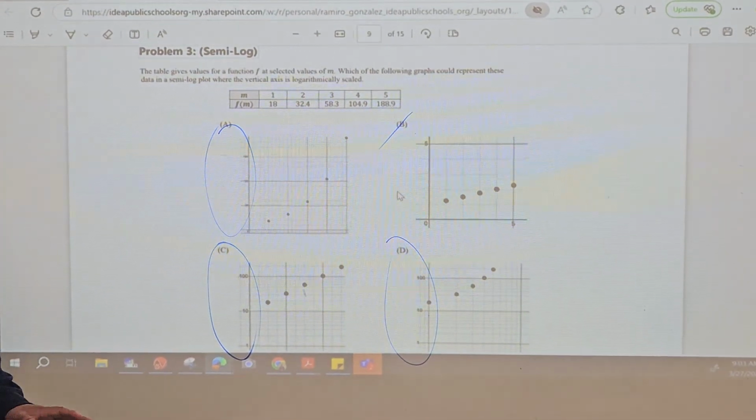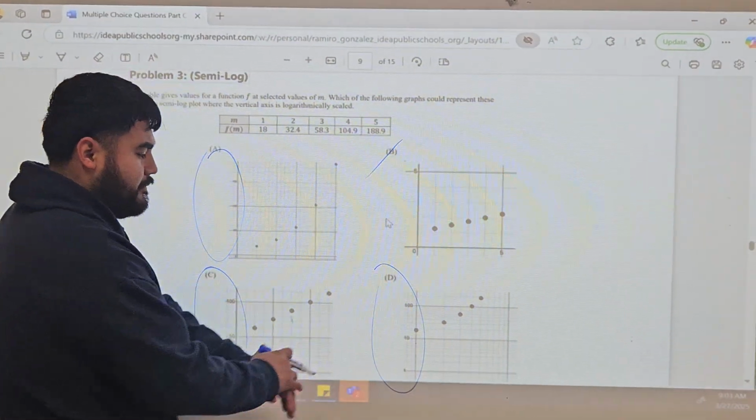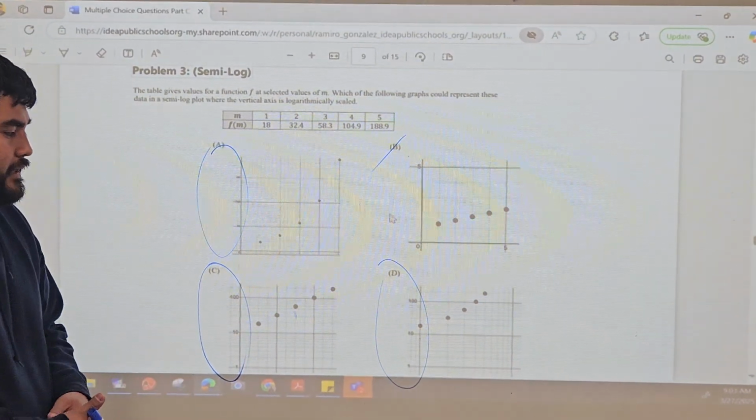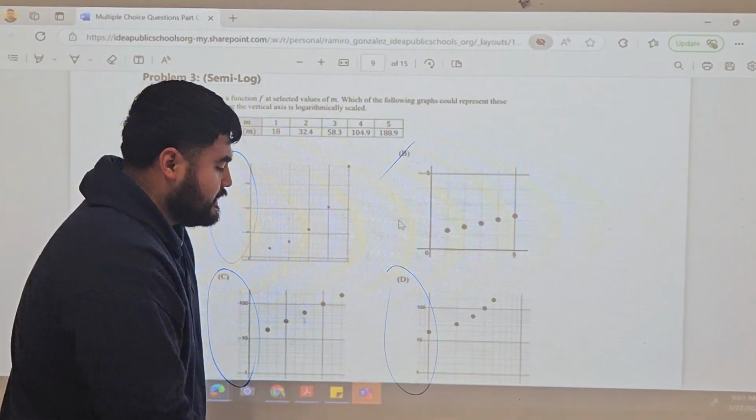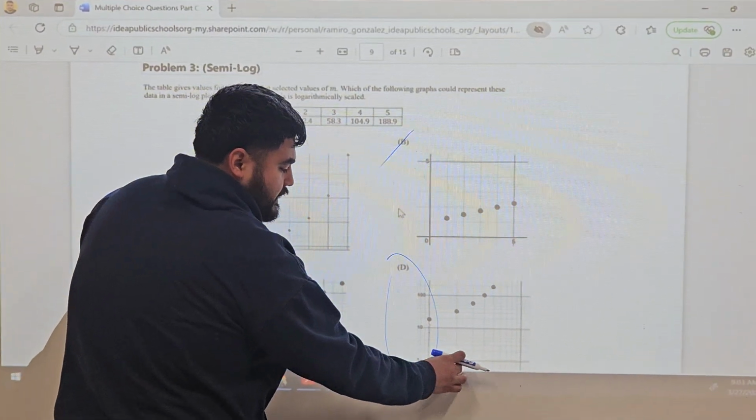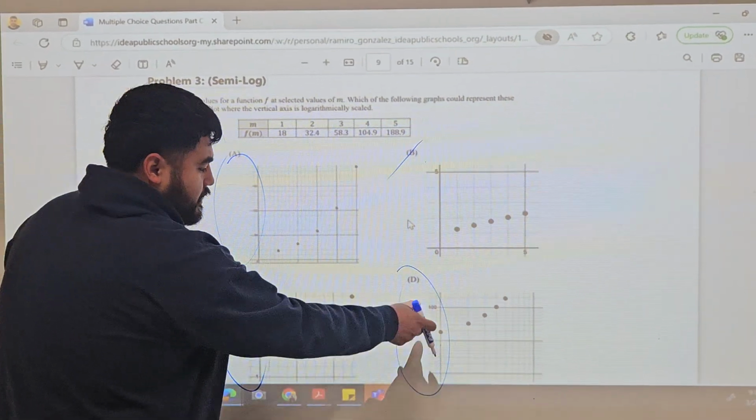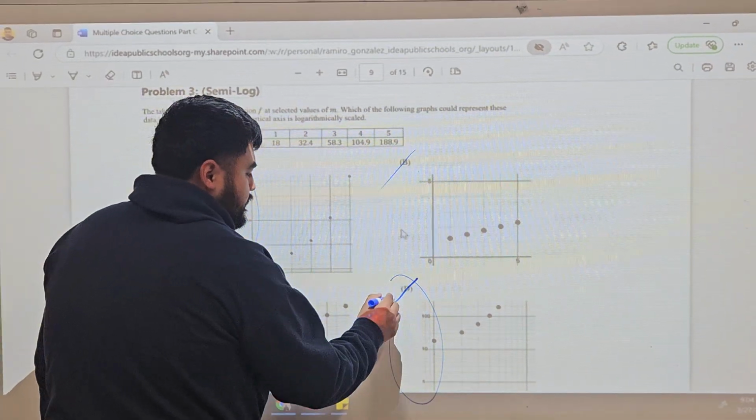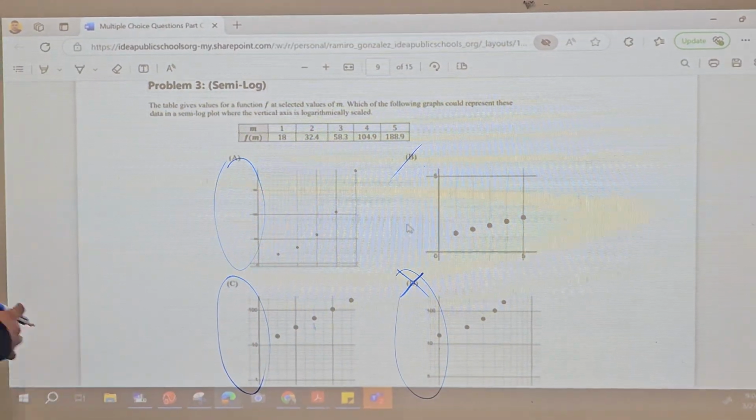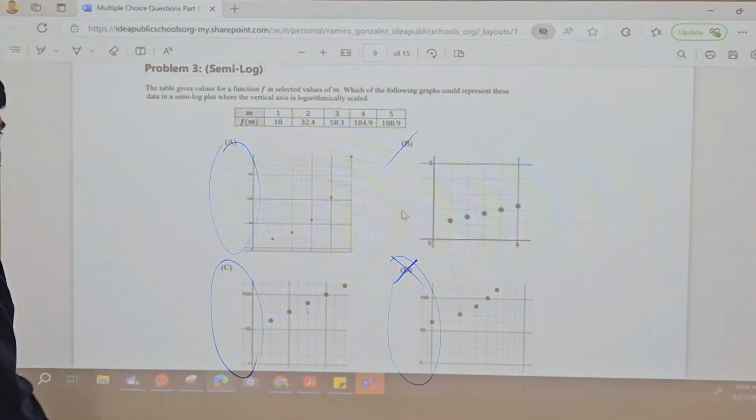So just so you guys are aware, on part D, you can't see it here, but on the exam you'll be able to tell. You're gonna notice that the x is also in log scale because it's gonna start off very big and then just get shorter and shorter as you go. So this one's also out. So now we have A and C. So which one is it? Is it A or is it C?